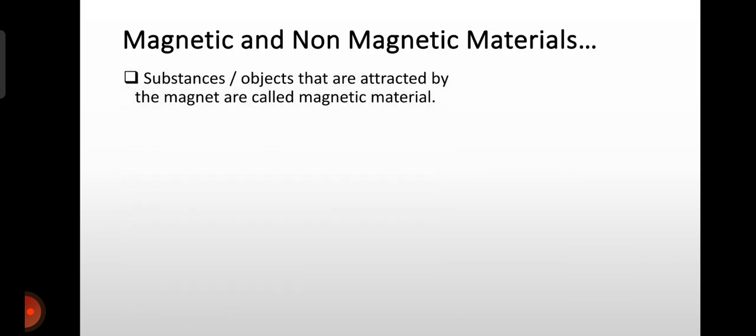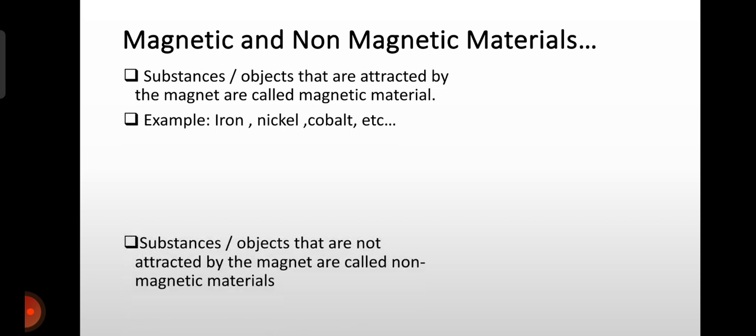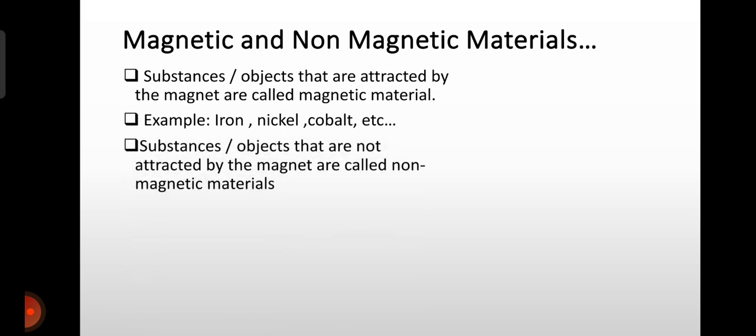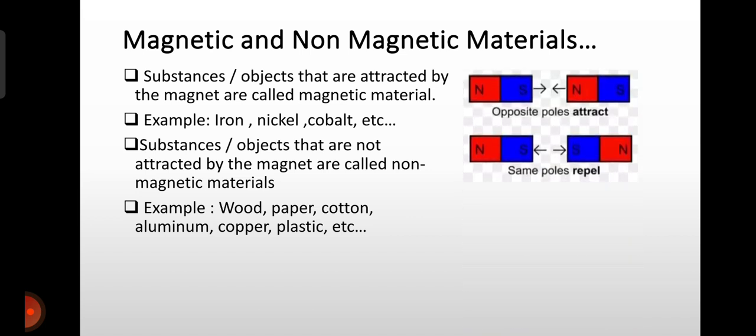Further, we will learn about magnetic and non-magnetic materials. Substances or the objects that are attracted by the magnet are called magnetic material. Example, iron, nickel, cobalt, etc. Substances or the objects that are not attracted by the magnet are called non-magnetic materials. Examples are wood, paper, cotton, plastic, which are non-metals and they are non-magnetic materials. Whereas metals like aluminium, copper, gold, silver, they are also non-magnetic materials.